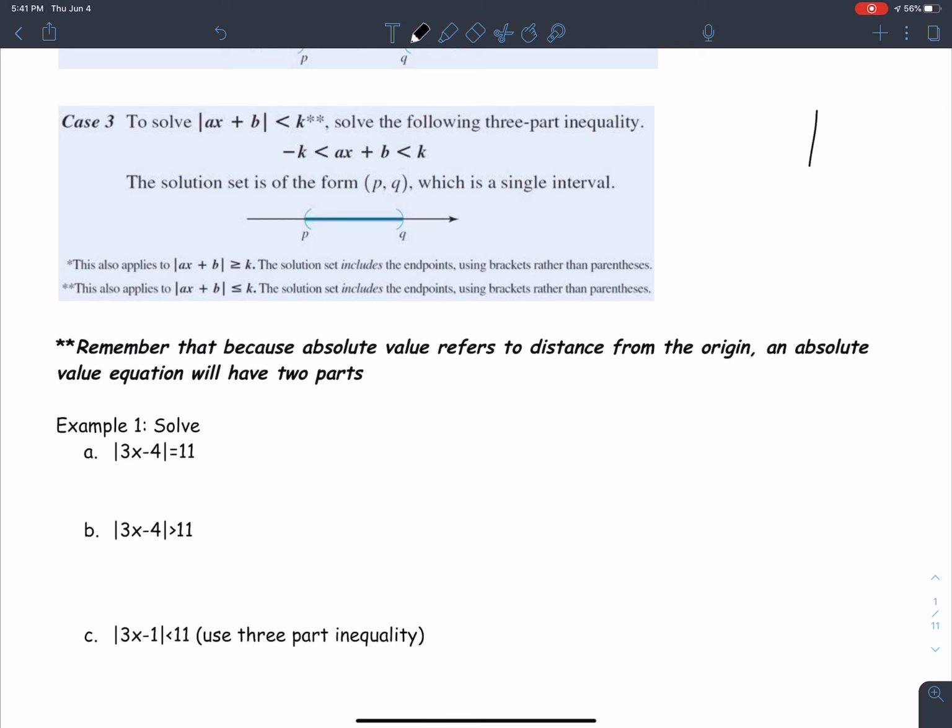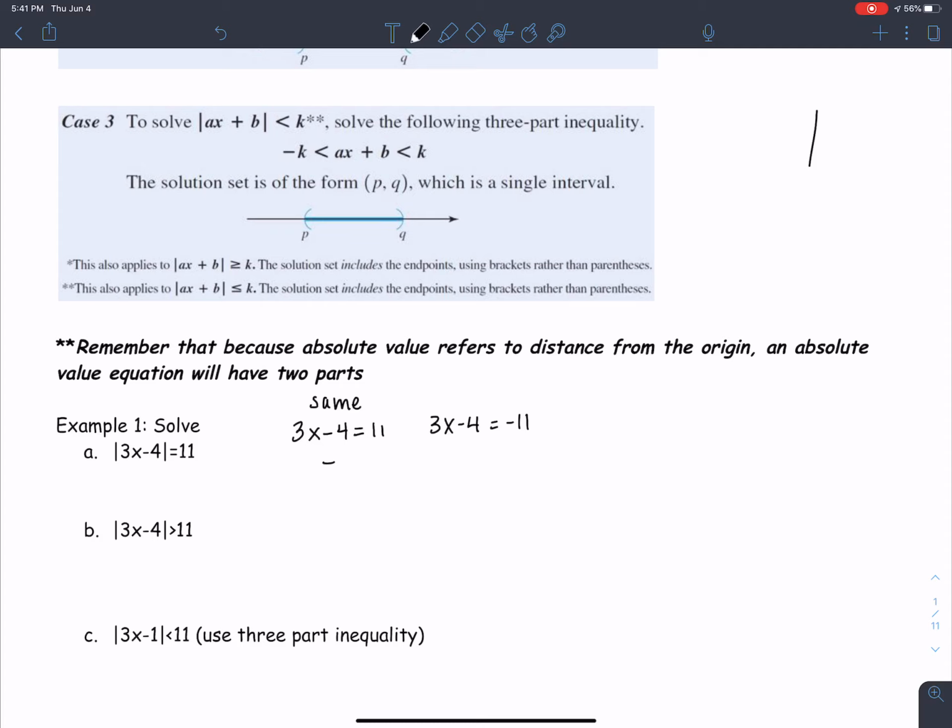So the first one is an equal sign. Anytime you see an equal sign, we're going to solve them by splitting them apart. So we're going to do 3x minus 4 equals 11. So we write it the same, and then we write it where the other side is negative. If you look at some places, they will change the left side instead, which is fine. It works either way. I go ahead and change the right side, because I think it's easier to change one number instead of two.